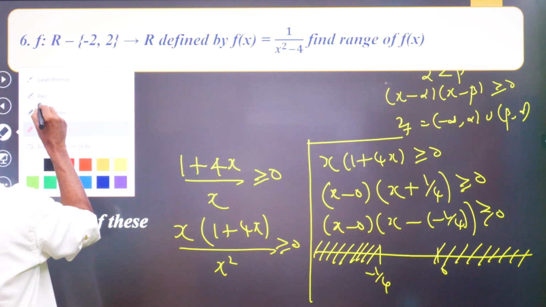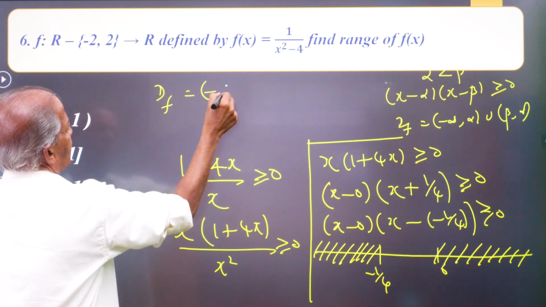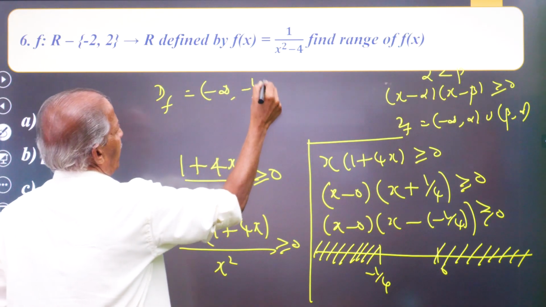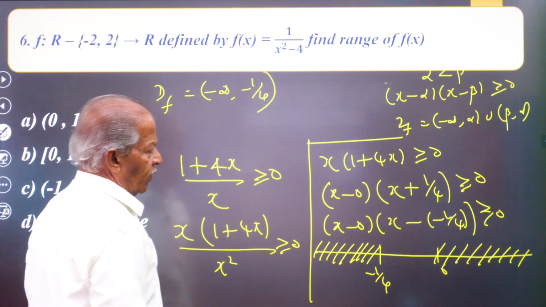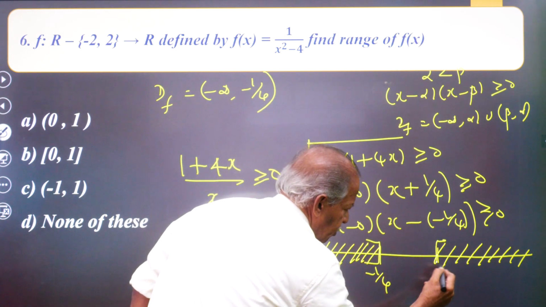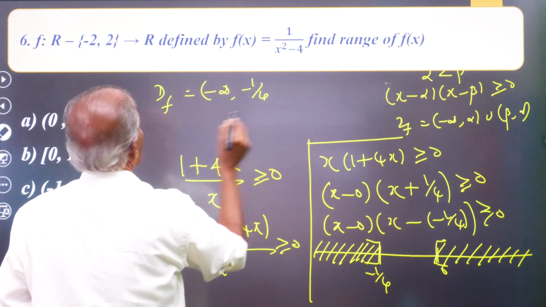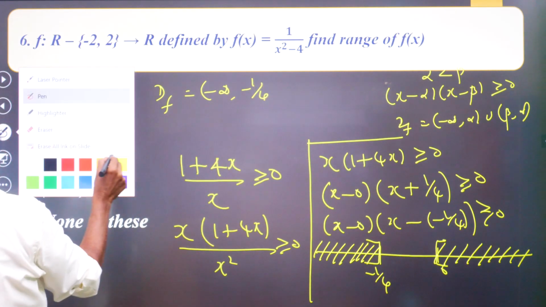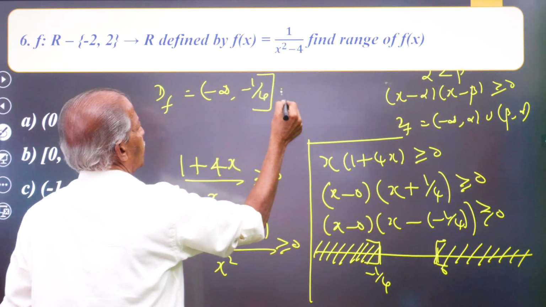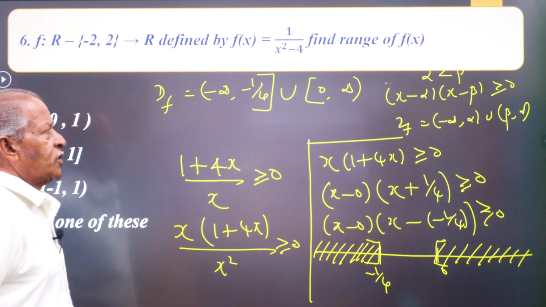Therefore, the domain of the function equal to minus infinity to minus 1 by 4, closed interval or open interval? Here equality is given, therefore it is a closed interval. This also closed interval. Now it is a closed interval union 0 to infinity. It is the domain of the function.